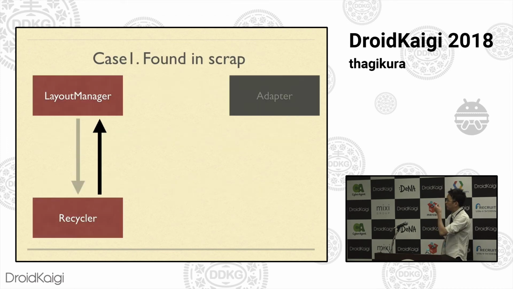The first one: if the view is found in scrap, then in this case, the recycler is going to return the view without going through the adapter again. So as you can imagine, this is considered a very cheap operation because the view doesn't need to be created or even rebound by the adapter.